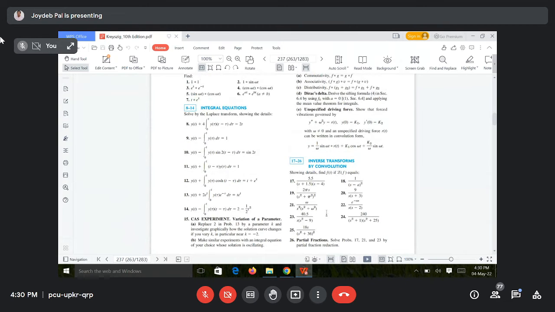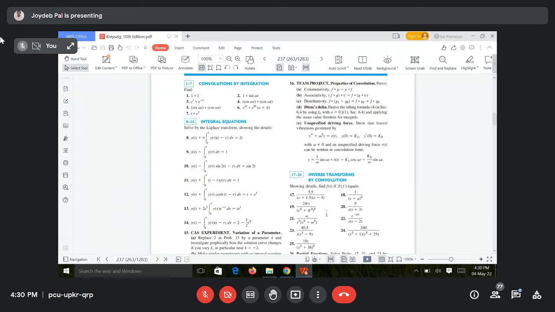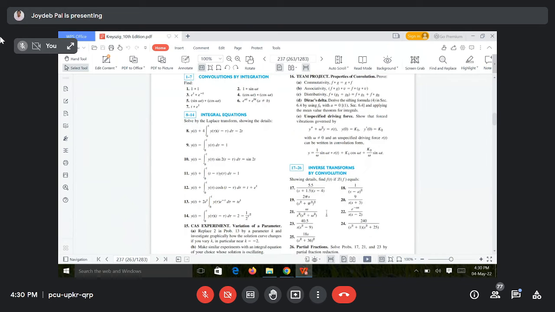So what is the advantage of this convolution theorem? The advantage is that if f of s is complicated, means the given function is complicated, but it is given as a product of two simple functions. Okay, product means f of s into g of s form. If it is given in f of s, g of s form, then we can find its Laplace inverse.